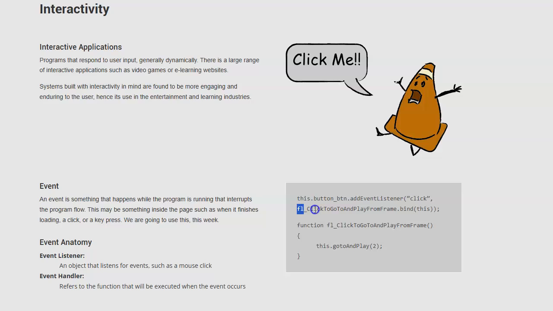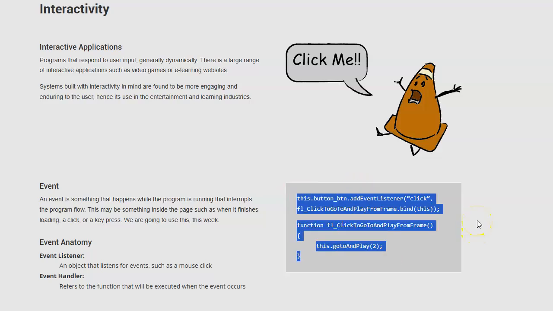Now, that function that's written right here, that is this right here. So if you look, the name here, FL click to go to frame and play from frame, that's the name of this function, FL click to play from frame. So basically this matches this. So when you hit click, this is going to run. It's going to go to and play frame 2. Okay, that's the idea. So the things we're going to be doing next are going to be basically creating listeners and then having a function run when it hears that.